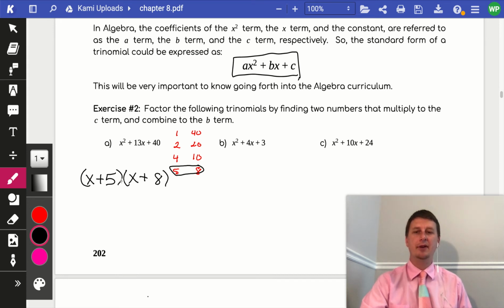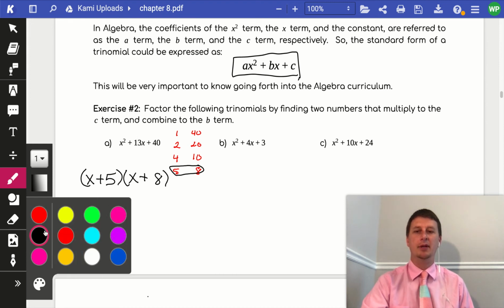In chapter 7, I would have started with this one right here, and then I would have double distributed and arrived at this expression right here. But now this is chapter 8, and we're going to be starting with this standard form trinomial, and we're going to end up with this factored version of the trinomial. So x plus 5 times x plus 8 is equivalent to x squared plus 13x plus 40. Let's take a look at part B now.